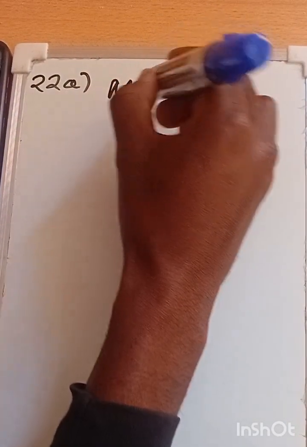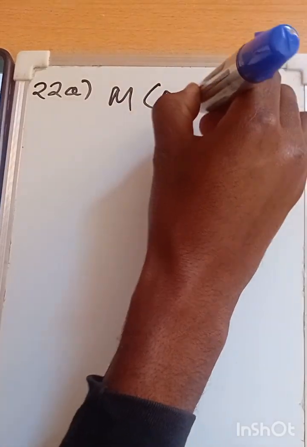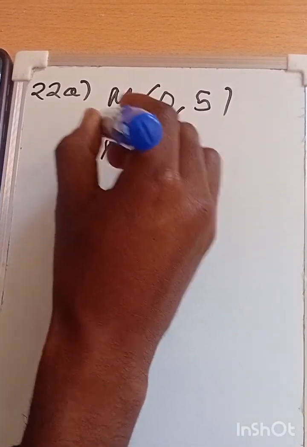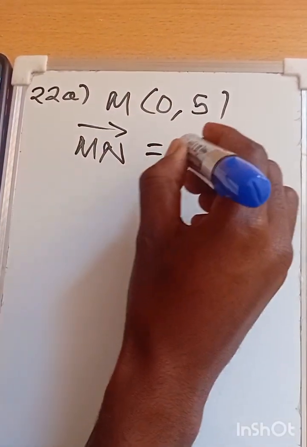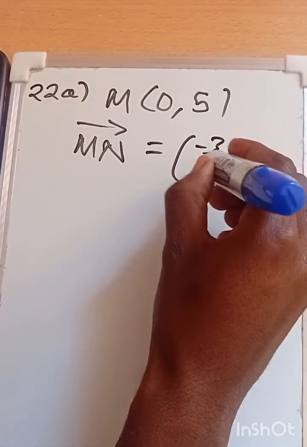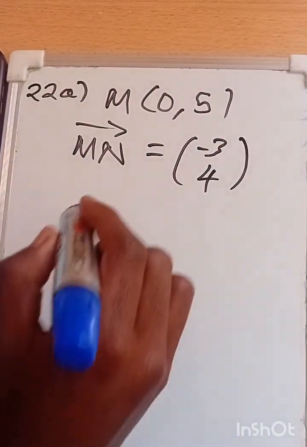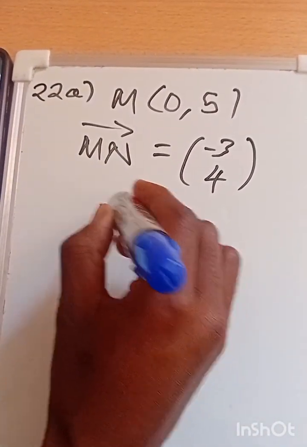Yeah, so we're looking at question 22a. The question reads: M is the point (0, 0, 5). Then the vector MN is equal to (-3, 4). So they want us to find ON.